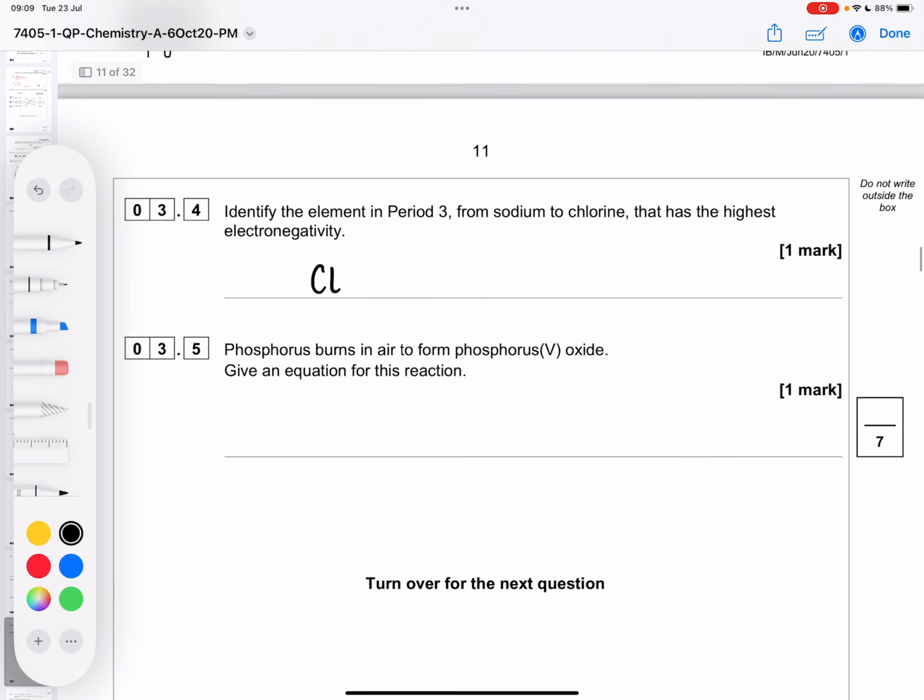Phosphorus, which we need to remember is P4, burns in air, oxygen, to give phosphorus 5 oxide. So you might be tempted to think that if this is a sort of a +5 oxidation state and oxide is 2-, that the formula is P2O5. You need to remember that the molecular formula of phosphorus 5 oxide is P4O10. So then we would balance that like this, and we've written our equation.